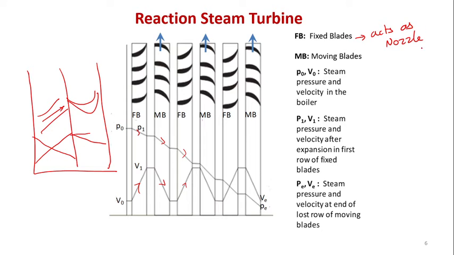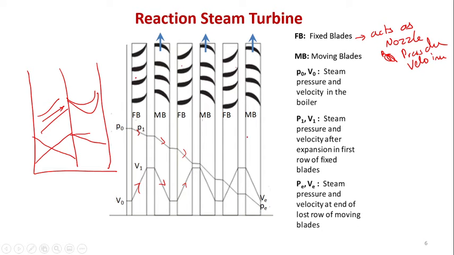Whenever the fluid enters the nozzle, the pressure decreases, velocity increases. So whenever the fluid enters the fixed blades, the pressure is decreasing, the velocity is increasing. Whereas coming to the moving blades, the pressure decreases as well as the velocity decreases. So this is what happens in case of the reaction steam turbine.